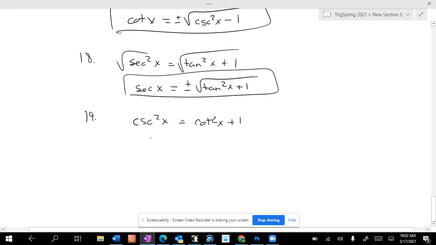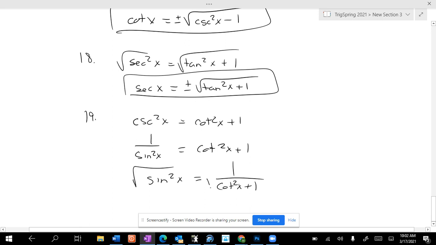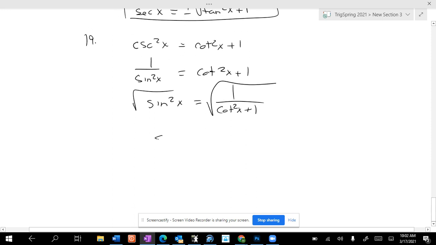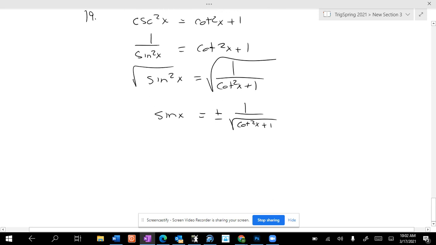And so cosecant squared is 1 over sine squared. So if I take the reciprocal on both sides, and then take the square root of both sides, sine of x equals plus or minus 1 over the square root of cotangent squared of x plus 1. If we leave it like that for today, that's fine. This is not the most important thing in the world, but it's so you can relate things back and forth a little bit.